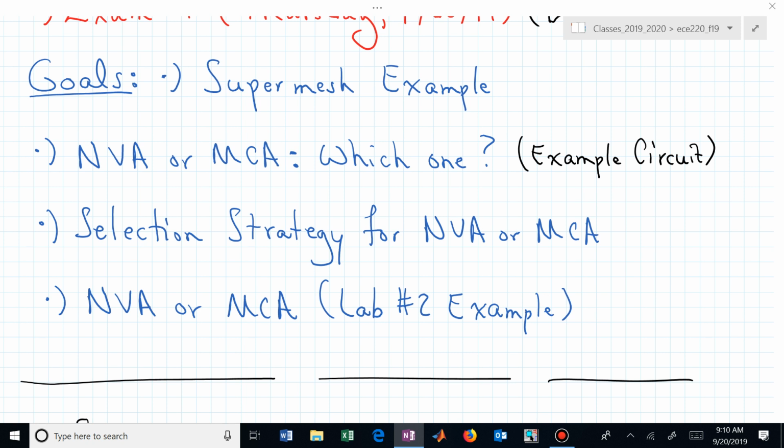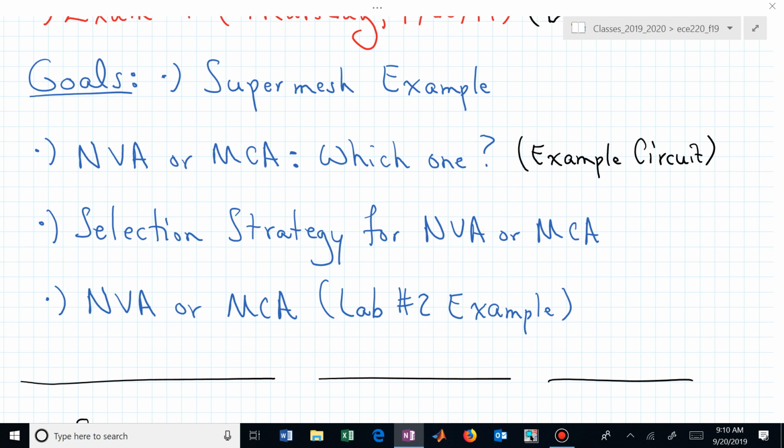Today, what I want to do, obviously, is move ahead. We're in Chapter 4, Unit 5. How else can we get you confused? Unit 5 is mesh analysis. We'll look at a super mesh example, and then the obvious question is, now we have 2 ways of analyzing a circuit. Which one do we use? Node voltage analysis or mesh analysis? We'll look at an example circuit.